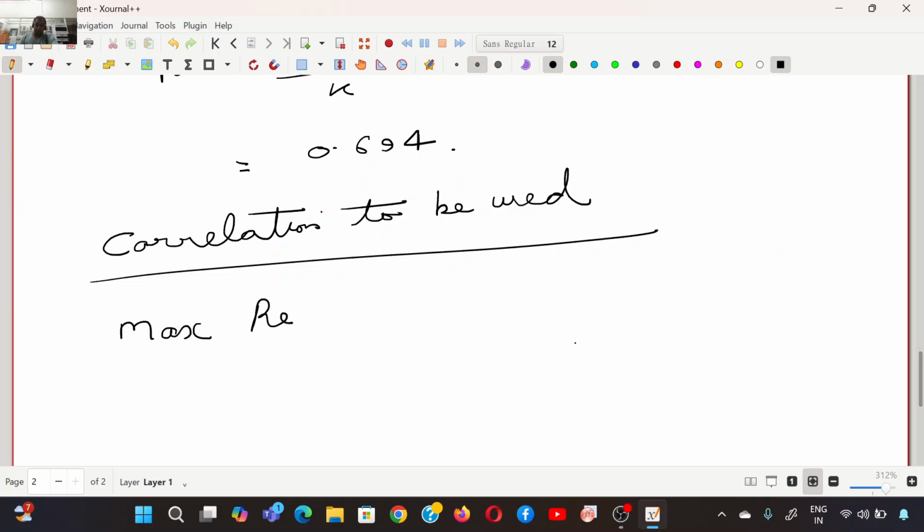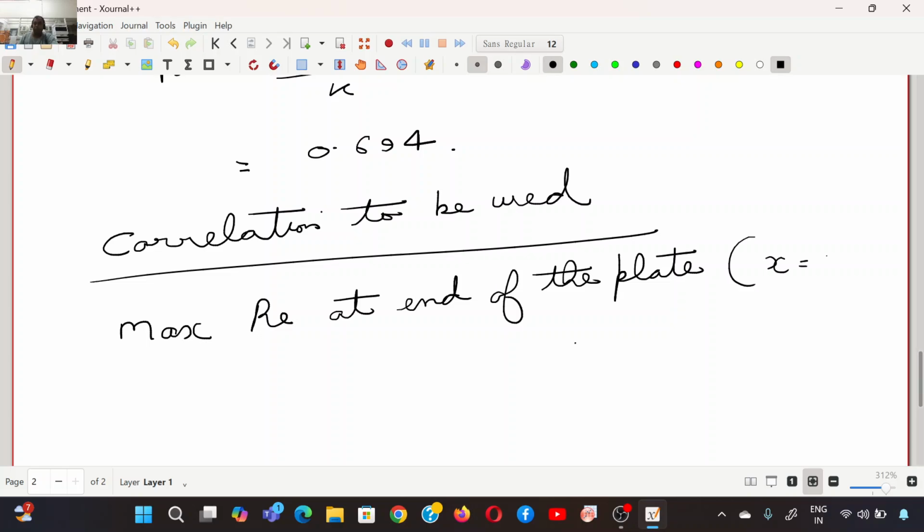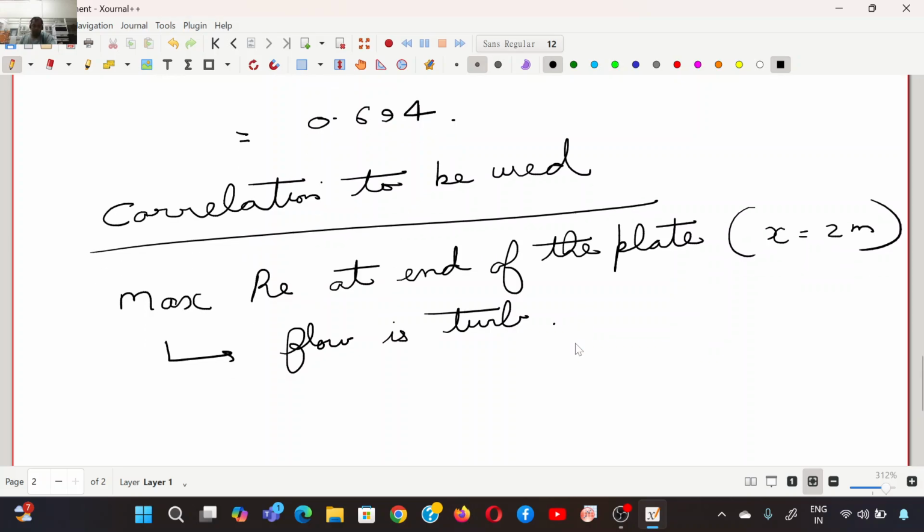So as we found out, maximum Reynolds number is at the end of the plate. That is at x is equal to 2 meter. And what does that indicate? It indicates that the flow is turbulent over there. So somewhere at the plate, the turbulence has to start now.